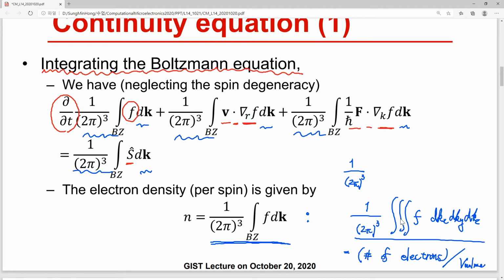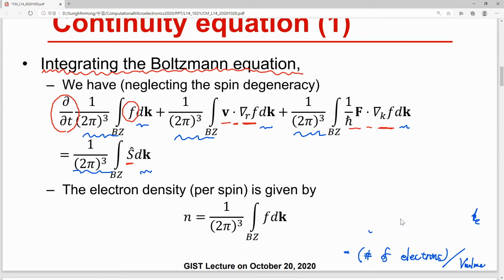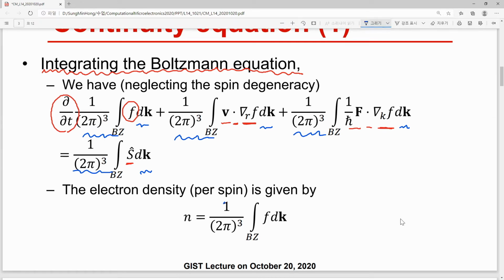Of course, this expression does not take into account the spin. So it should be regarded as a per-spin quantity, and the actual electron density should be multiplied by a factor of 2 in order to consider the spin degeneracy. Okay, you can easily understand this one, so I will not discuss it any further.